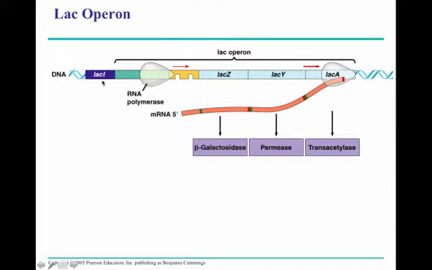There's another gene located upstream of the promoter. It's a regulatory gene called LAC-I, and it produces a regulatory protein. It's the protein that regulates the operon, whether it's on or off.